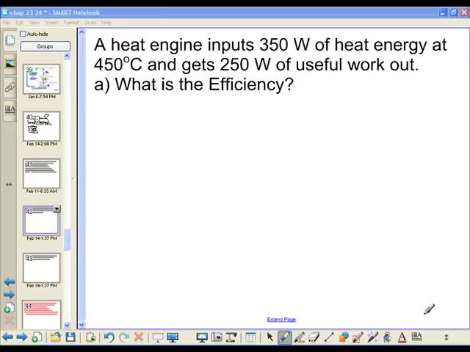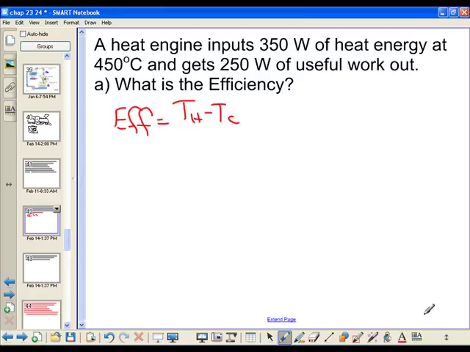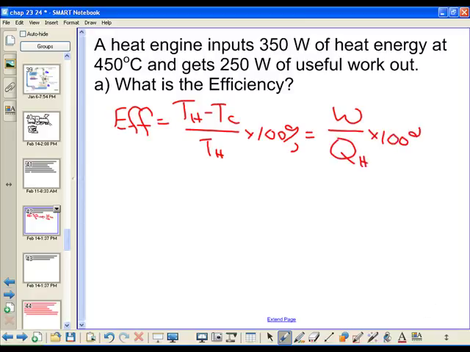In your notes, there are two ways to find efficiency. You have a Carnot efficiency and you have actual efficiency. We just asked for efficiency. So the Carnot efficiency is (TH minus TC) over TH times 100%. And then we also have actual efficiency, which is work over QH times 100%. So two ways to express that.